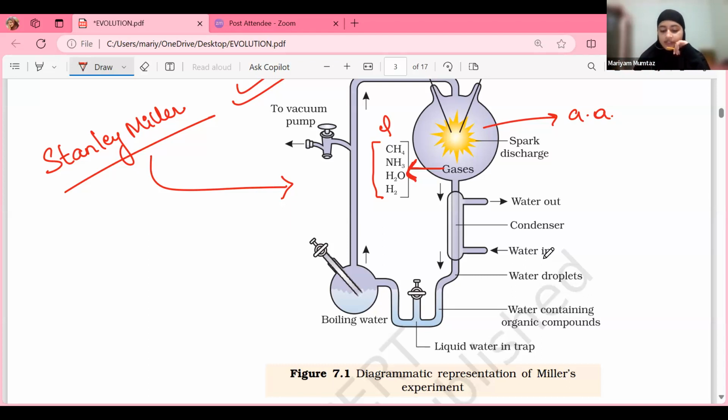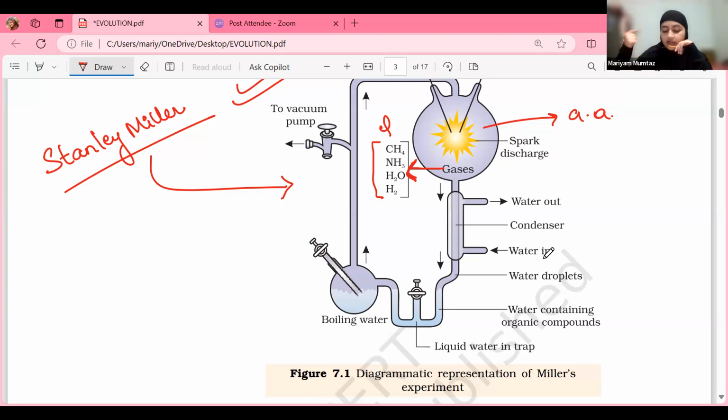Now, this was the theory given by Louis Pasteur. The theory of biogenesis. This states that life came from life, pre-existing life. So according to Louis Pasteur, life came from pre-existing life. He also performed an experiment, but that is not from the syllabus. So you should know that Louis Pasteur was the one that said that life came from pre-existing life. This is the third theory. Clear?